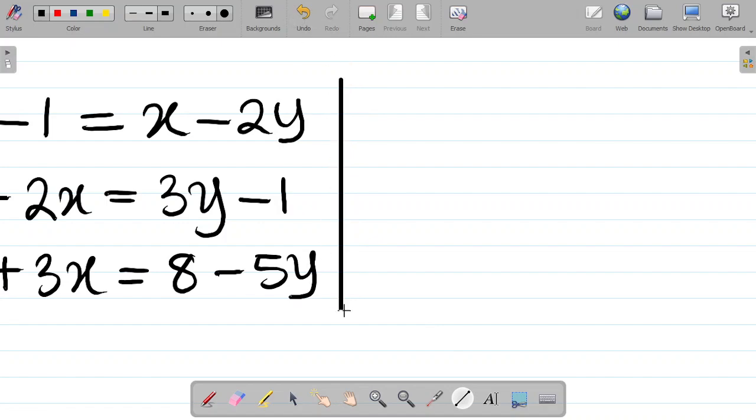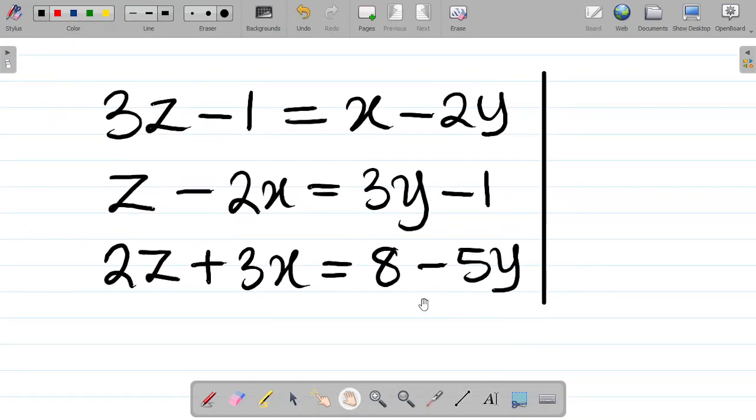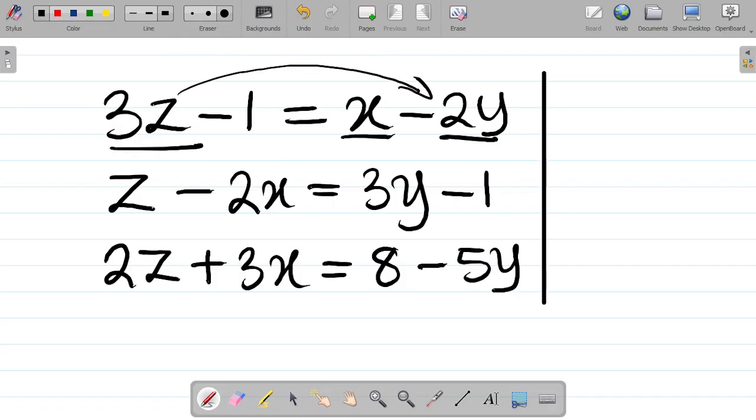All right, what's your first step in solving this question? Your first step is to take all your variables to one side of the equation. I repeat, move all your variables to one side of the equation. If I look at the first equation, observe that I have x and y on one side and z on the other side. So I want to move z to be in the same place with x and y. How do I do that exactly? I'll move 3z over here.